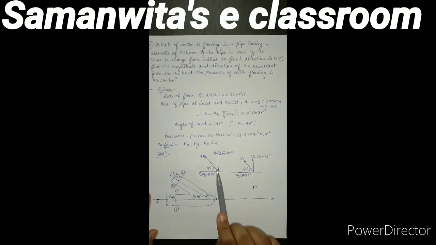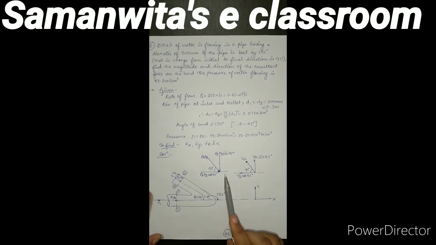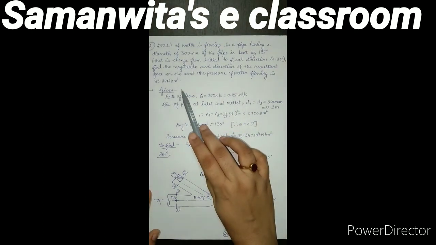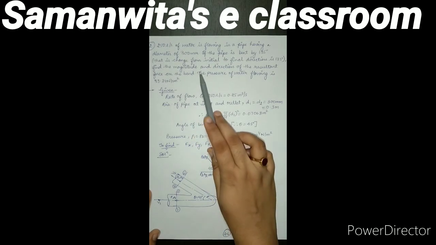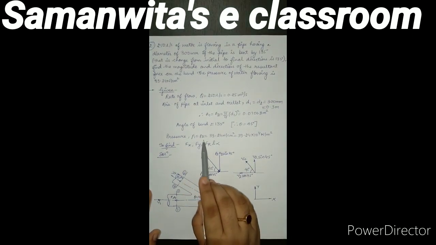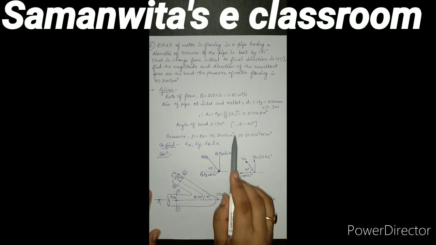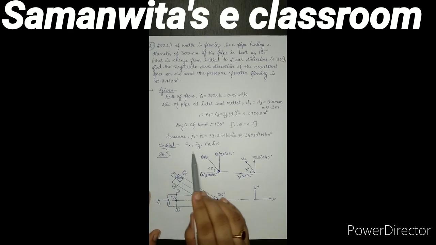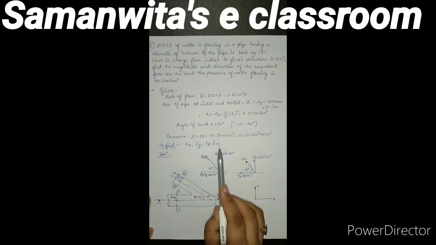Now we need to only take care of these directions because they are ultimately going to give you the direction of the cos and sine components. This is very important for solving the problem. If these directions are assumed wrong, in that case the entire question will give you wrong answer. Let's read further. The pressure of water flowing is 39.24 Newton per centimeter square. We have to find the magnitude and direction of the resultant force on the bend. So the pressure P1 and P2 is same. It is 39.24 Newton per centimeter square, which is again converted into Newton per meter square. We have to find Fx, Fy, Fr and alpha.